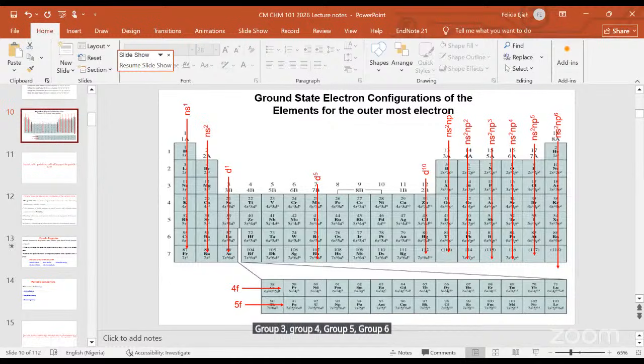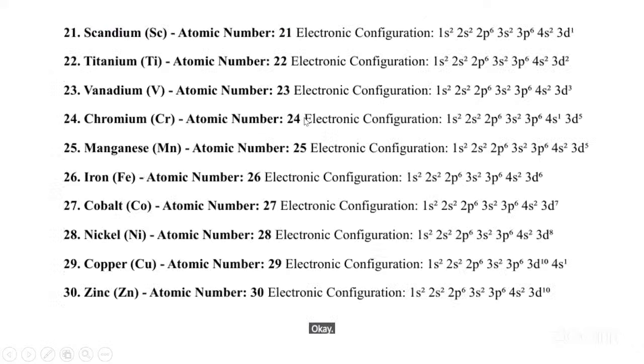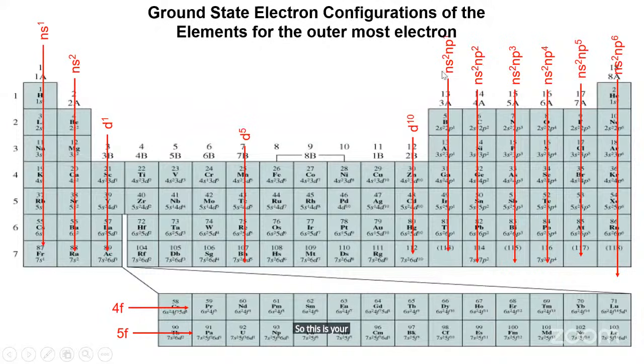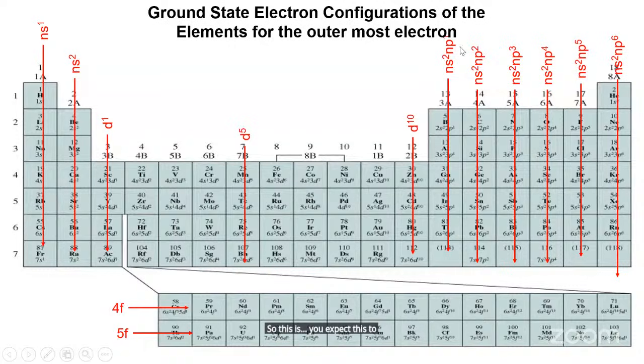Let me put it in slideshow. So this is your group 1, group 2, group 3, 8. So n here represents the number of shell, while s is the orbital, and the subscript is the number of electrons in that subshell. So this is 1s. So you expect this to be your 2s. As you go on, you see that the number of electrons is actually increasing.